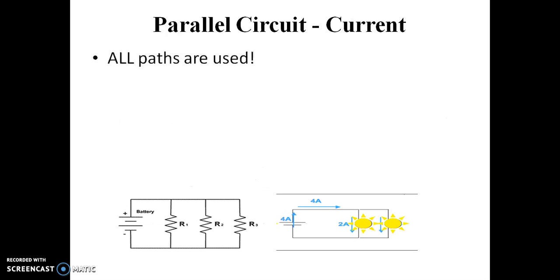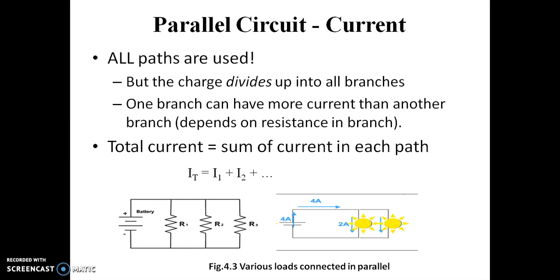Parallel circuit. Here all paths are used, but the charge divides up into all branches. One branch can have more current than the other branch. It depends on the resistor in the branch. Total current is equal to the sum of current in each path. So I total is equal to I1 plus I2 up to In, where n is the number of parallel paths. As we can see from the figure, there are two parallel paths. 2 ampere is flowing in each path. So the net current is equal to 4 ampere, which is equal to 2 ampere plus 2 ampere.